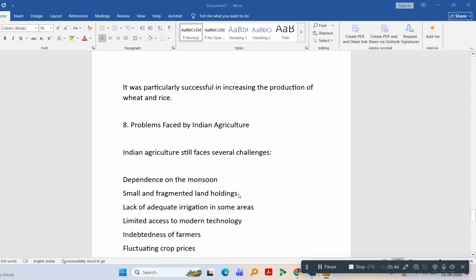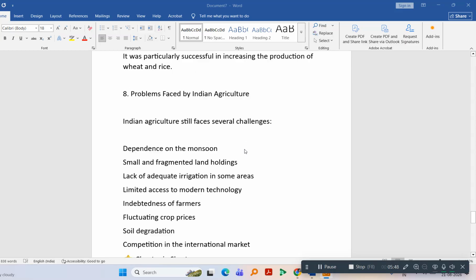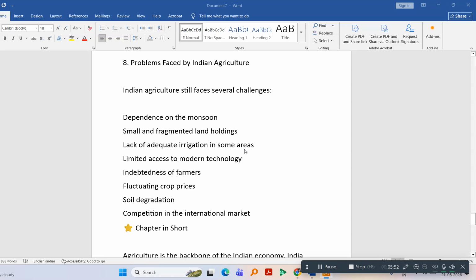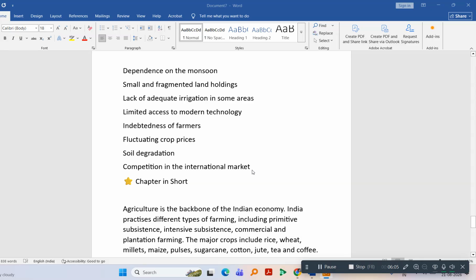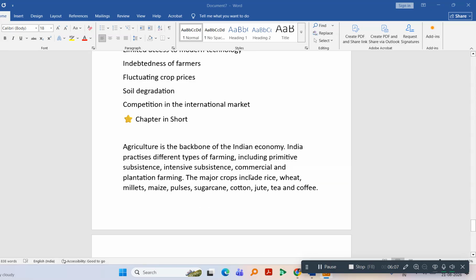Problems faced by Indian agriculture. Indian agriculture still faces several challenges: dependence on the monsoon, small and fragmented land holdings, lack of adequate irrigation in some areas, limited access to modern technology, indebtedness of farmers, fluctuating crop prices, soil degradation, and competition in the international market.